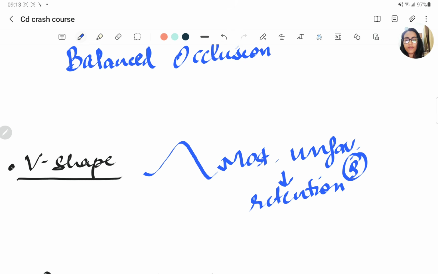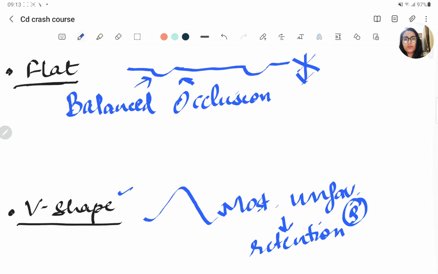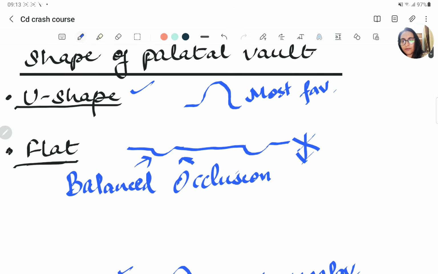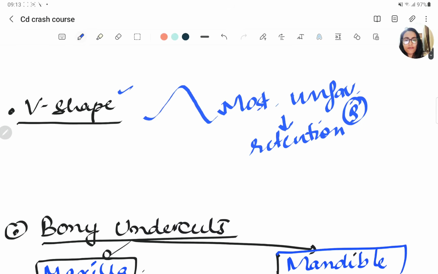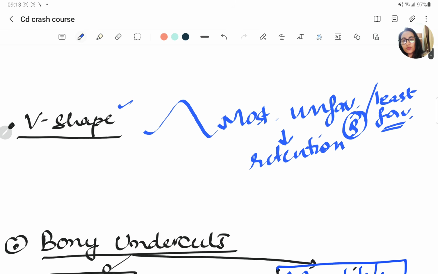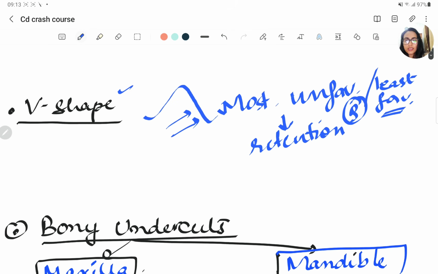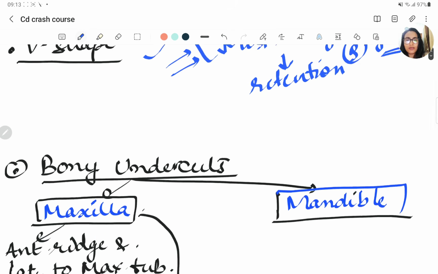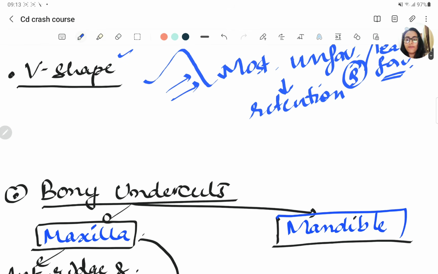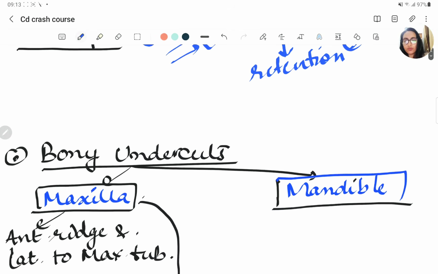So what is the most favorable shape of the palate? The most favorable shape is a U-shaped palatal vault. What is the least favorable? If they ask you most unfavorable or least favorable, it is one and the same thing, so that is again going to be a V-shaped palate. If you tightly press against the sides of a V-shaped palatal vault, it will loosen faster, so there will be a fall of the denture. The most unfavorable is V shape, the most favorable is U shape.